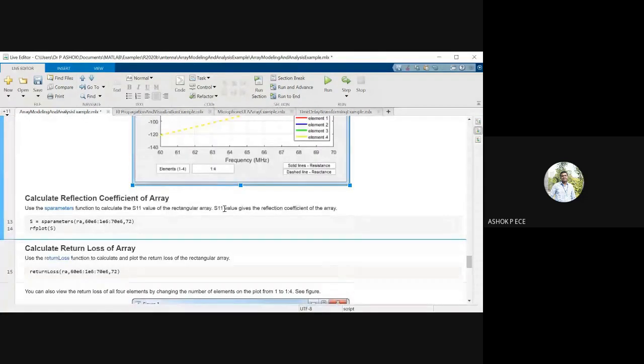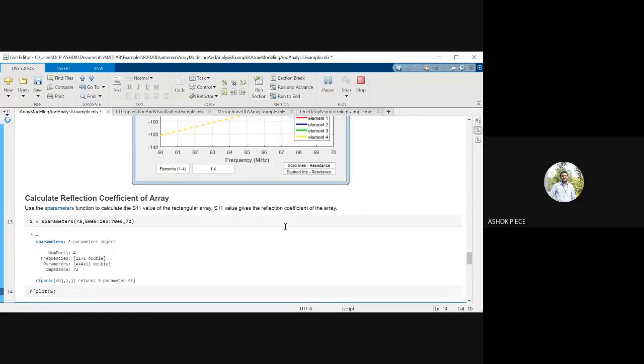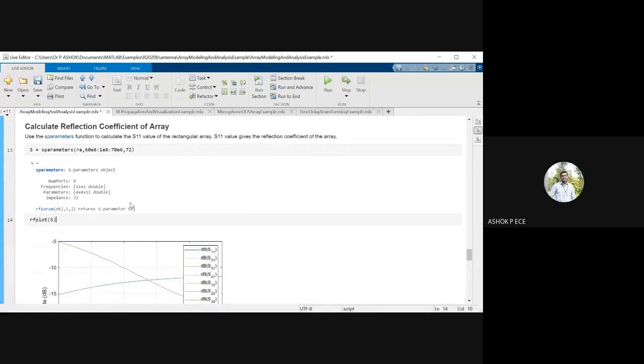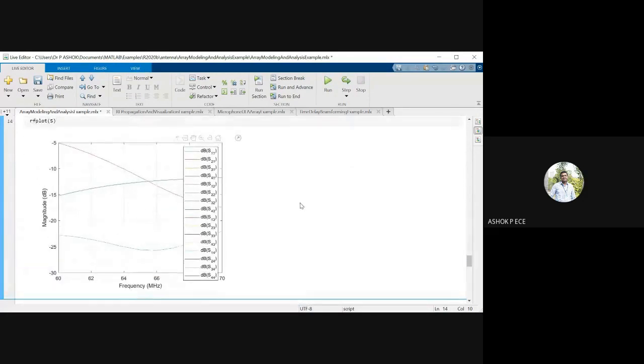Then finally, S parameters. What is the S parameter of the antenna? You see you have 4 parameters and all the 4 are plotted here. S11. It's a 2 cross 2 array, right? So totally you have 4 elements, and naturally your S parameters will have 16 elements: 1,1, 1,2, 1,3, 1,4, 2,1, 2,2, 2,3, 2,4, 3,1, 3,2, 3,3, 3,4, 4,1, 4,2, 4,3, 4,4. So totally 16 elements you have.